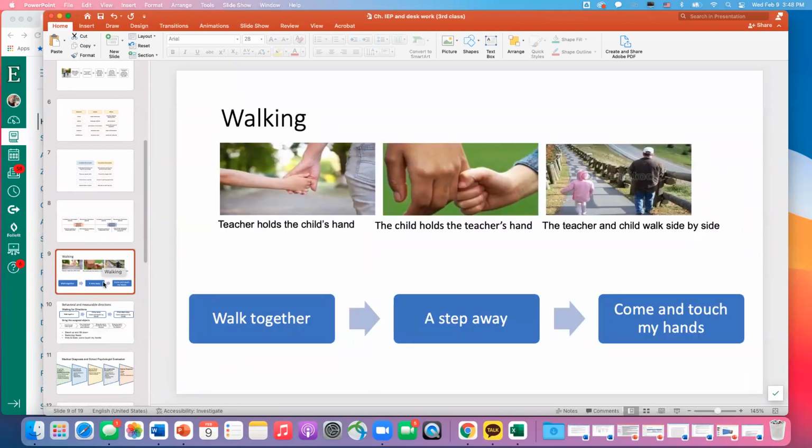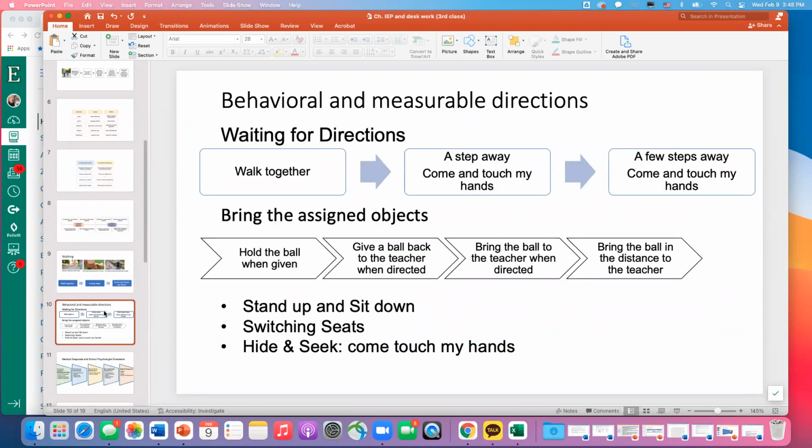Waiting for directions means that in the middle of walking, you stop and step back, about a step of distance, and you say, John, touch my hands. John comes and touches your hands and stays there. Then you walk again. In the middle, you stop, step away, and say, John, touch my hands. This is shaping, they're listening to the teacher. Eventually 2 steps away, 3 steps, 4 steps away, the child would not charge off.